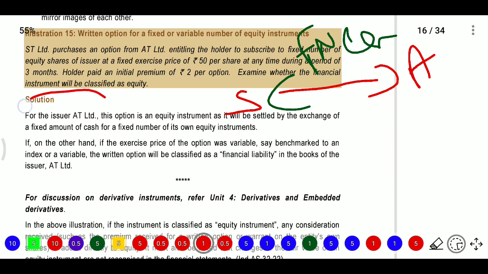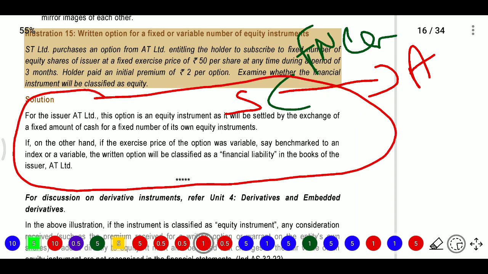So here for the issuer, 80 Limited, this option is an equity instrument as it will be settled by the exchange of a fixed amount of cash for a fixed number of its own equity instruments. In other words, if they go with a fixed amount of cash for a fixed number of shares, they fix the number of shares and they pay the cash, then it will become equity. If on exercising the option the amount is not fixed, then it will not become equity, it will become a financial liability.